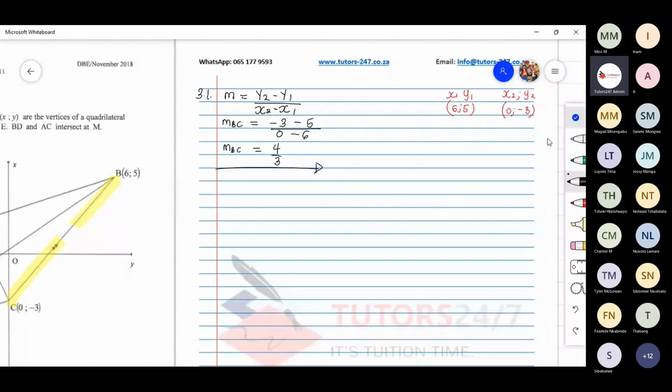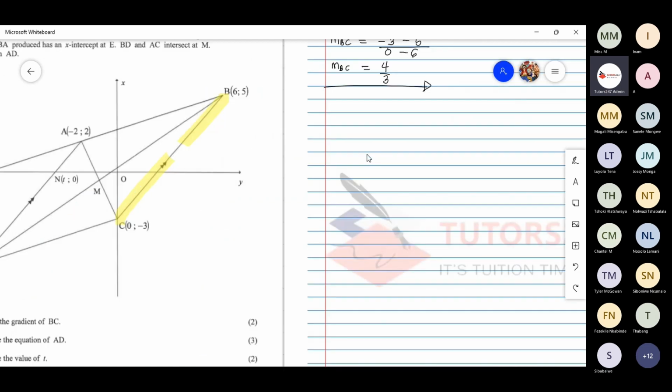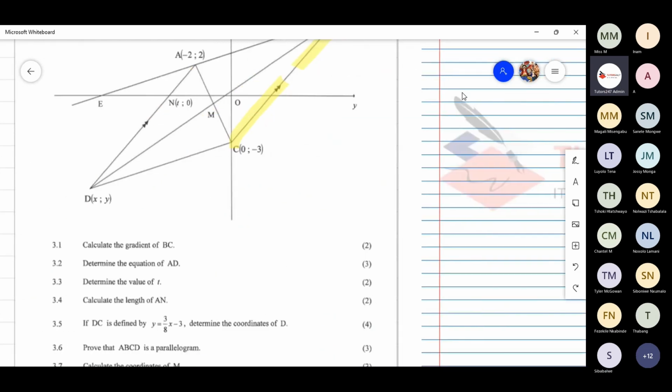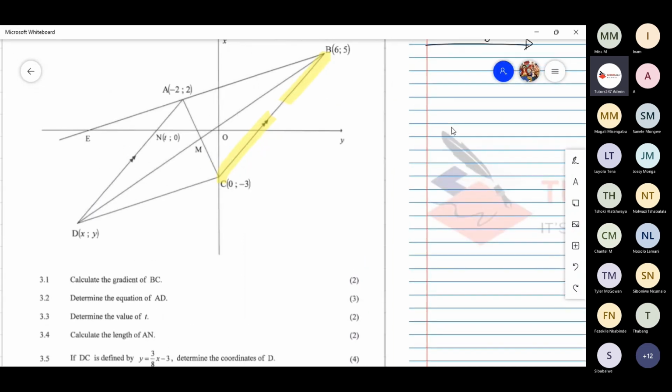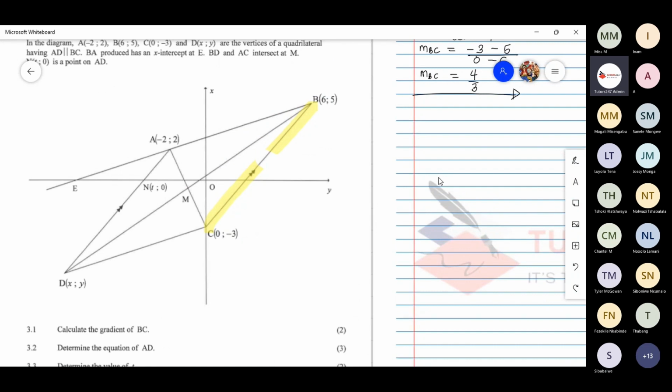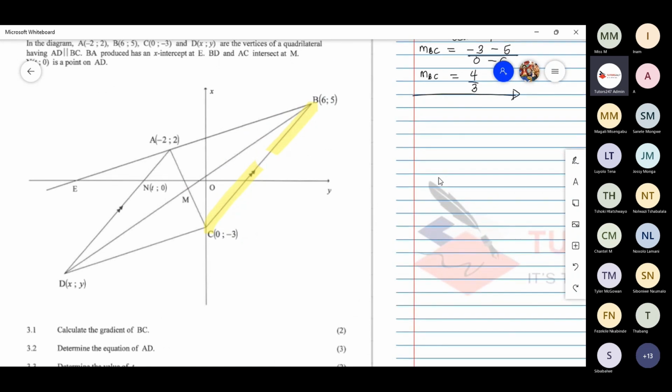Okay. So we've now calculated question 3.1, to only calculate the gradient of BC. Let's move on to question 3.2. Determine the equation AD. If we want to determine the equation AD, in order to determine the equation of a straight line, we need two things.